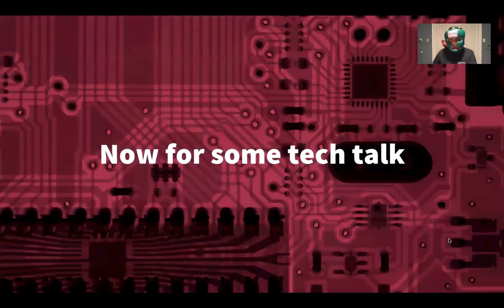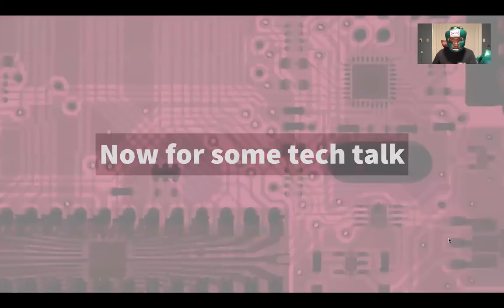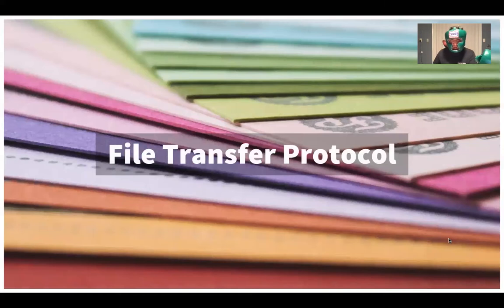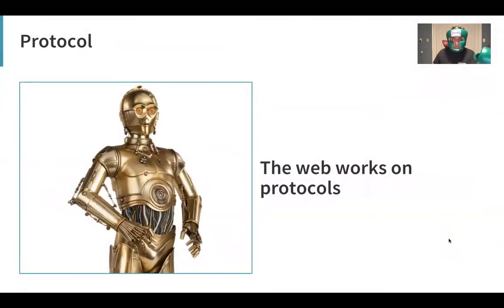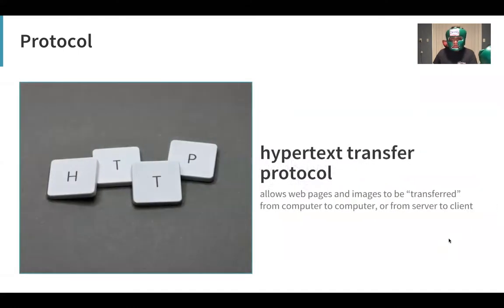So now let's get into some tech talk, some terms from the web. The first is file transfer protocol. So just a word about protocols. The web works on protocols. Hypertext Transfer Protocol, HTTP, allows web pages and images to be transferred from computer to computer or from server to client. So our laptops and our devices or phones, we're the clients, and then somewhere in the cloud are these files and they get served to our devices. And the way they do this is through a transfer protocol called HTTP.